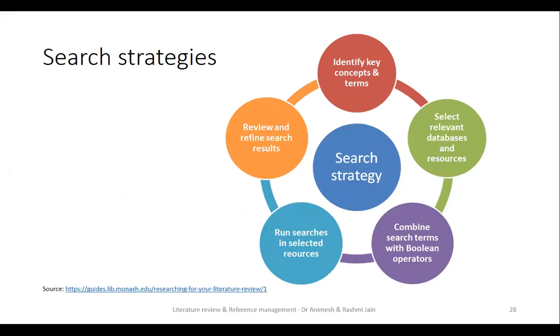Then run the search in the resource that you have selected. Now, you might have to do it for different resources. You might not confine yourself to only one resource. You might have to go through different databases, different resources, and do this. And then once you've done that, review whatever the results of that search have been. Refine your search results and then go about writing it. So this is the whole way of going about it. And then sometimes you might have to go in for another cycle of that by refining your search results, and then again identifying the key concepts and terms, and going on for a further search.